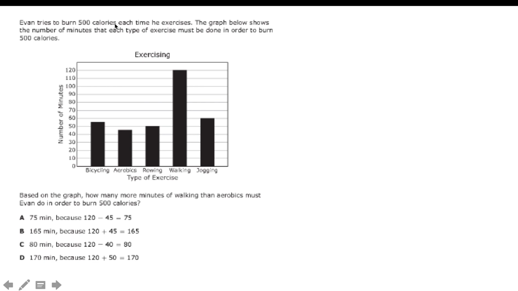Evan tries to burn 500 calories each time he exercises. The graph below shows the number of minutes that each type of exercise must be done in order to burn 500 calories. Based on the graph, how many more minutes of walking than aerobics must Evan do in order to burn 500 calories? So this graph is showing us how long he has to do each type of exercise to burn 500 calories. So what we're really talking about are walking and aerobics. So let's circle those here.